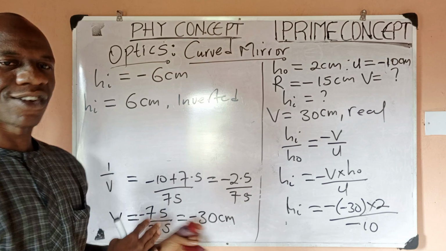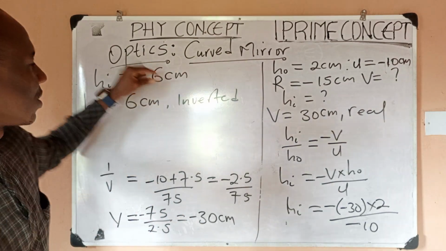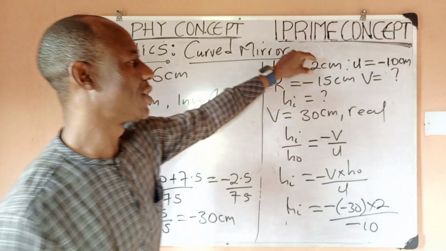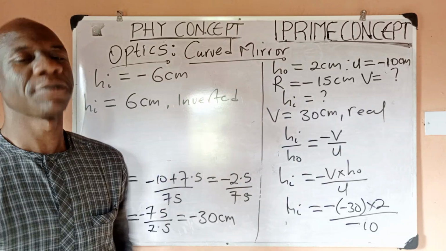I believe that this concept is very clear to you. Now, you notice that the height of our image is 6, while the height of our object is 2. It simply means that our image is magnified.